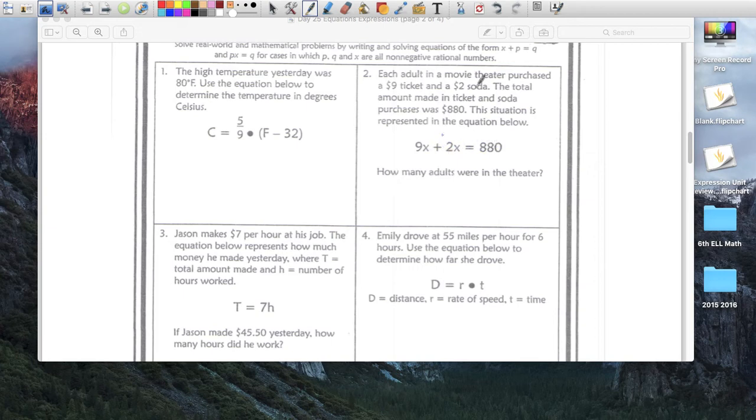So the first thing you have to do before this: 9x and 2x can be combined. 9x plus 2x is 11x, right? Equals 880. I would have combined these two first because they're like terms. Now I solve this as I solve all the equations that we've done. That says 11 times x, so this is a multiplication equation. So the opposite is division. So I'm going to divide this side and this side by 11. This 11 becomes 1, so that leaves me with just 1x, or simply x.